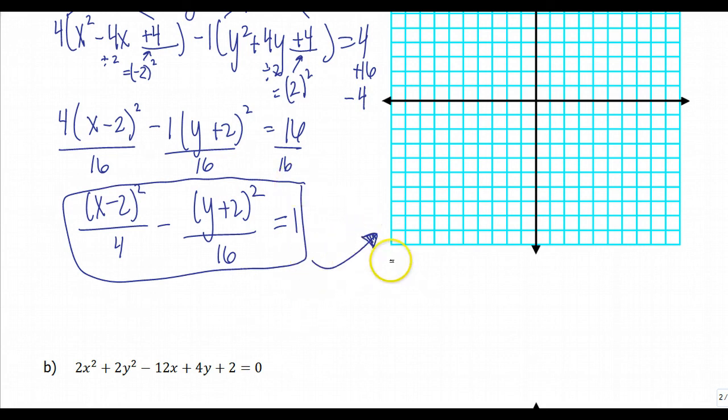I want you, the master graphers, to graph that. And then we'll check your graphs when we meet next.